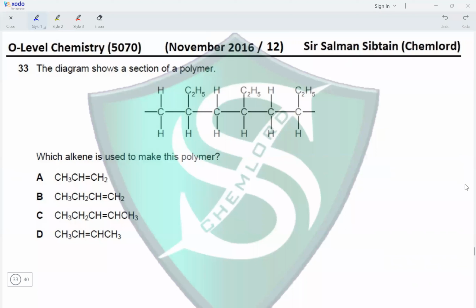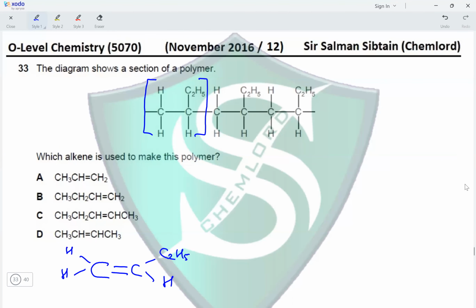Question 33. The diagram shows a section of a polymer. Okay, so this is the repeat unit, which is being repeated 3 times in the given structure. Which alkene is used to make this polymer? So the alkene that would make this polymer would have two carbon atoms with a double bond between them, one having two hydrogen atoms on it, the other having a C2H5 group on it and a hydrogen on it.